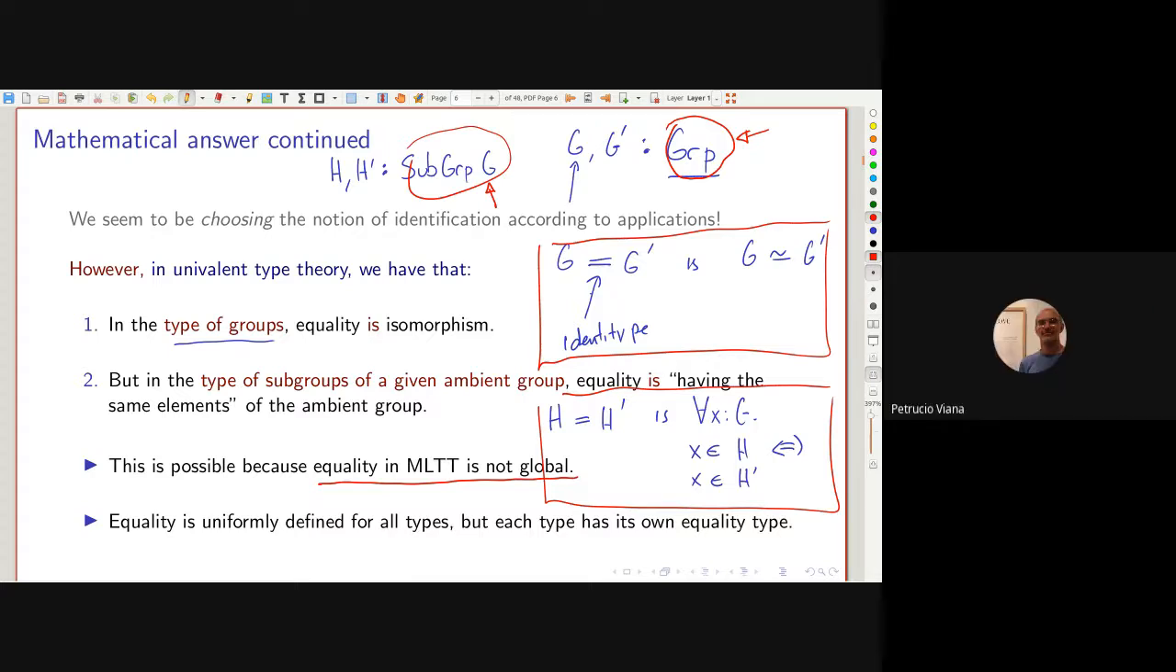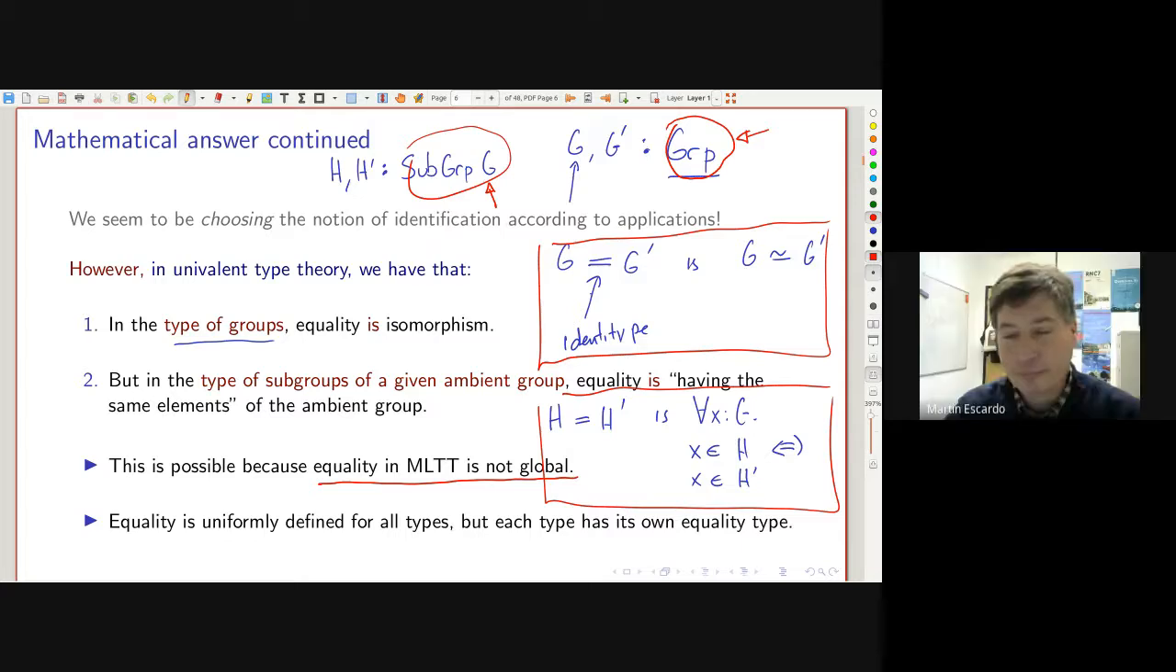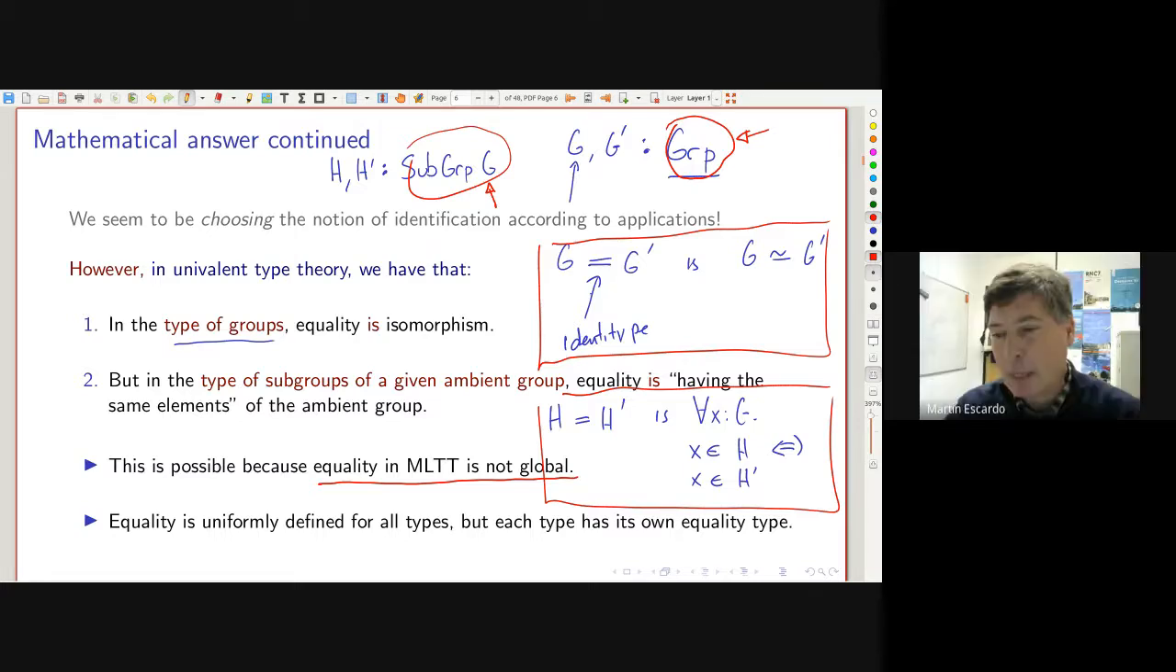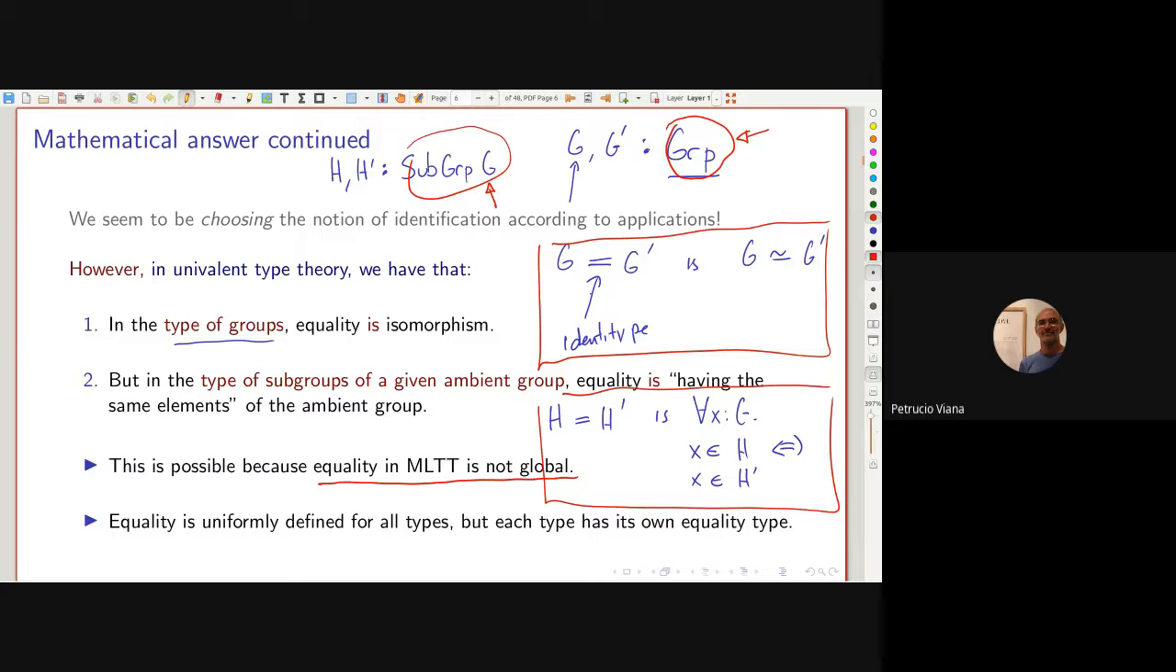So, Martin, yes. Petruccio here. I have a small doubt. It is about the first square, the first rectangle that you draw here. Is this a consequence of the axiom, or is this a consequence of Martin-Löf type theory? I mean, do you need the axiom or not to have that?